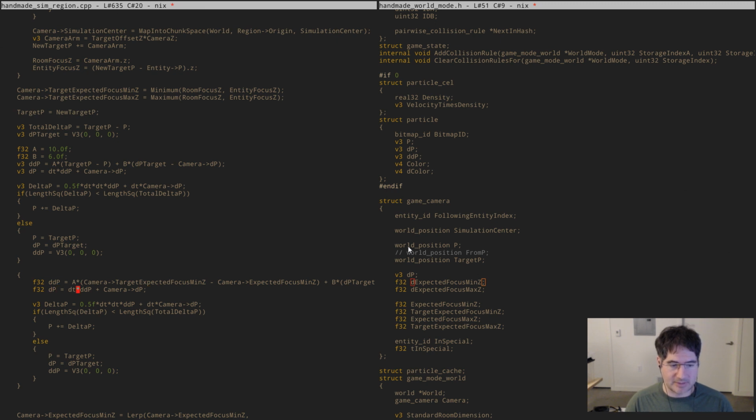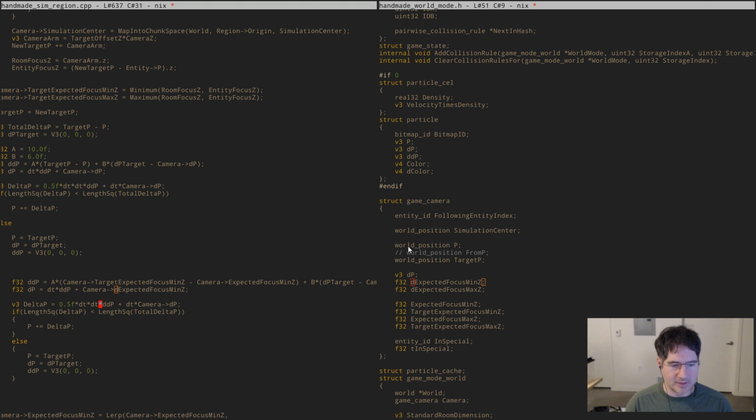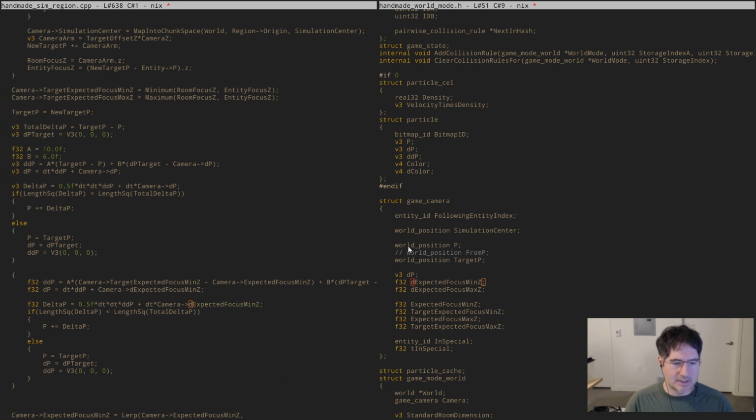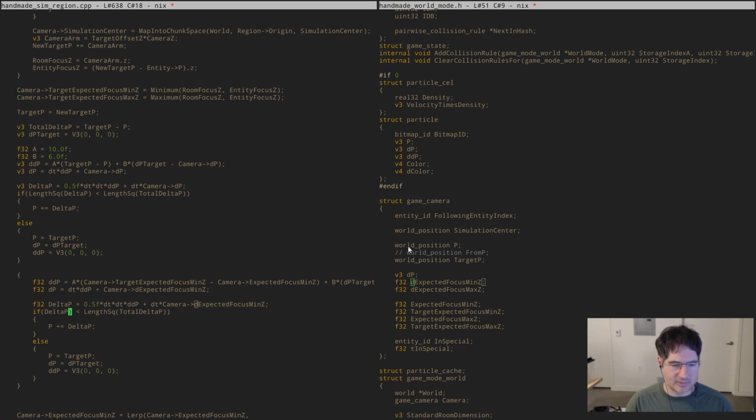You then compute what your DP is, and you do it exactly the same way. And you use the expected focus min there. You compute the delta with the exact same code. And then you see if the absolute value of those two things, or just the square of those two things, you could do, right? You could also just do if square. Then you set, otherwise you don't, right?